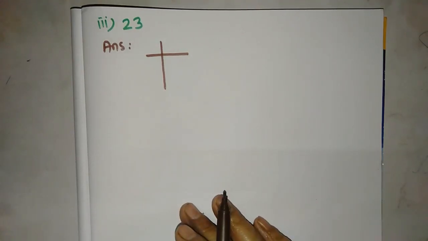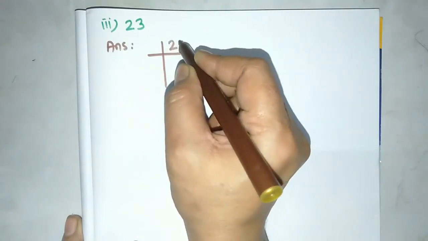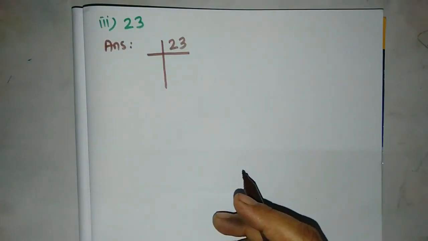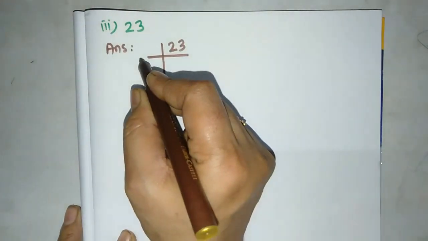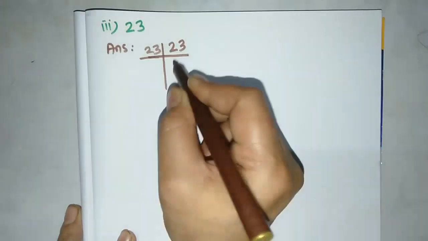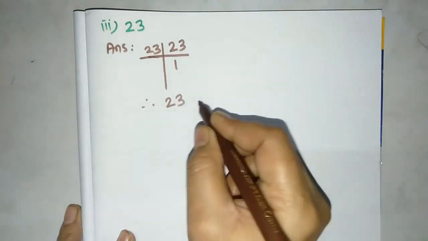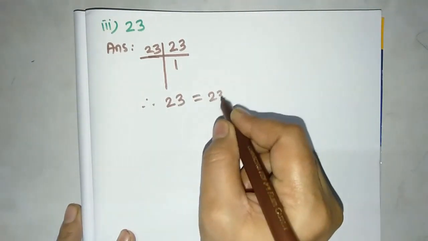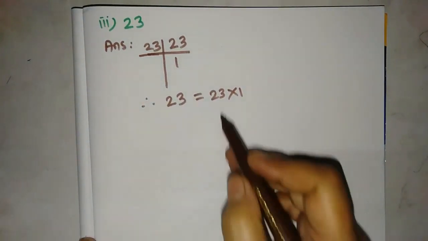Now the next is 23. So write down the answer 23. We know that 23 is a prime number. So divide by 23 as it is. 23 ones are 23. So write down the factors. 23 is equal to 23 multiplied by 1. So it means there is only one factor, that is 23.